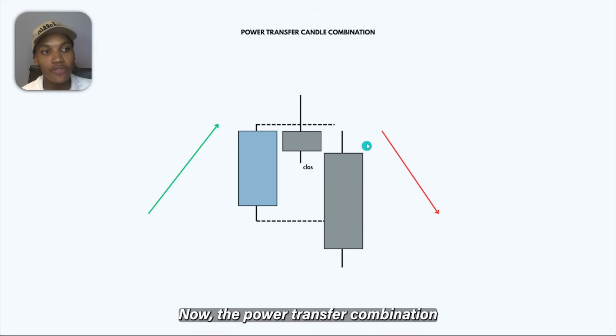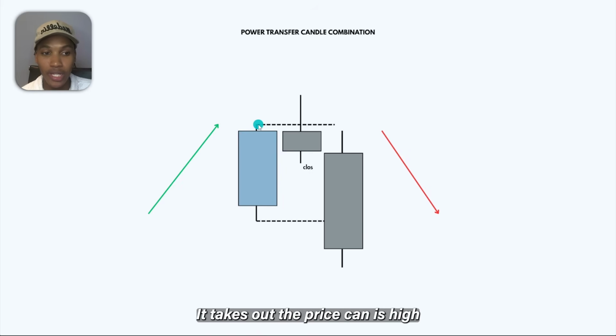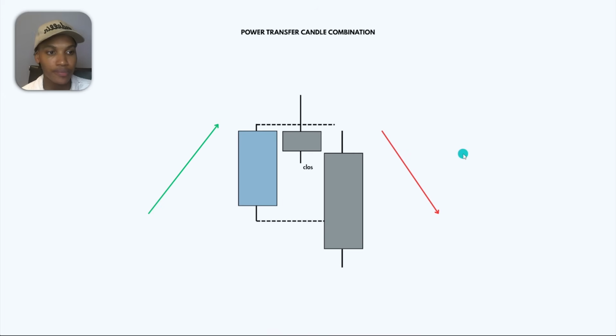Now, your power transfer combination does a very similar thing. It takes out the prior candle's high, and then the next candle takes out the prior candle's low point. A bullish to bearish power transfer.